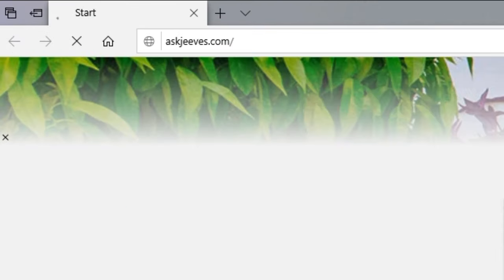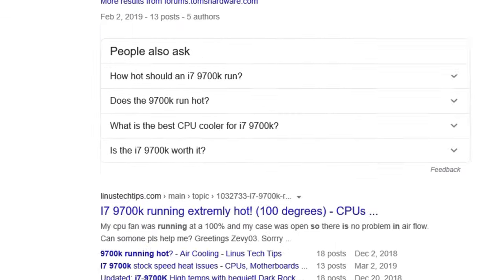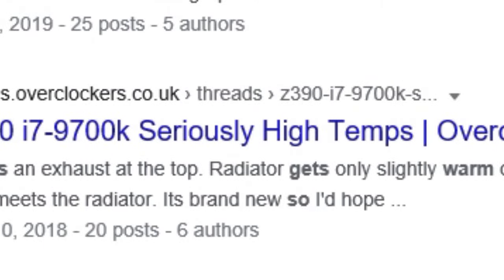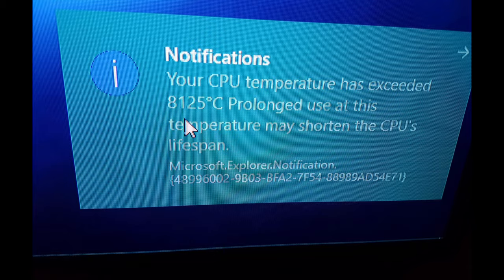If you searched for the 9700K, all you would see is how hot this thing runs when it's overclocked? Yeah, this thing runs super hot. This thing's insanely hot. The i7-9700K is on fire! Ooh, that's a hot CPU, boy.